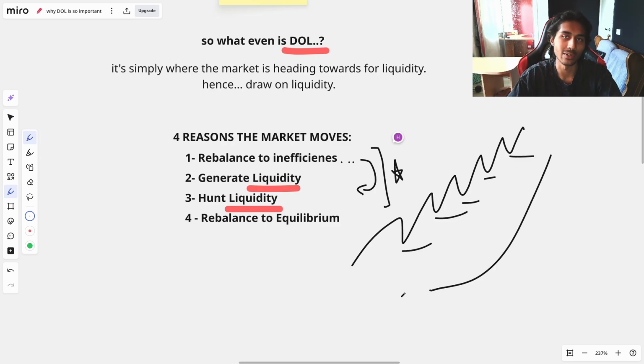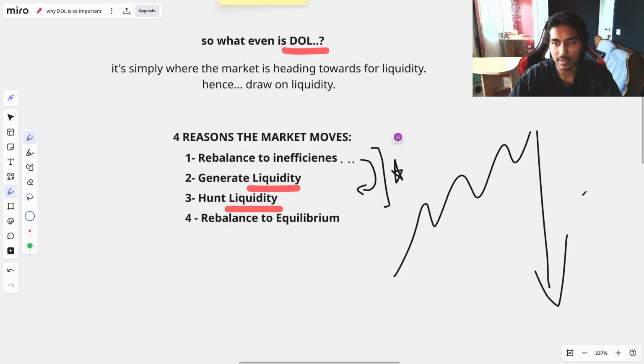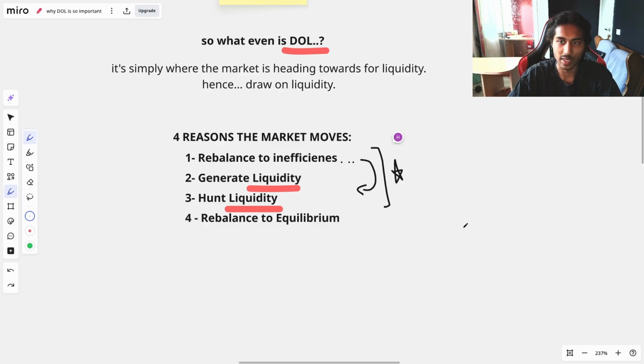All of this is sell side liquidity being generated. Sell side, buy side, I'm not going to go into that stuff in this video. This is just strictly draw on liquidity, and then hunting liquidity. Boom. When this move happens, what's actually happening is all this liquidity here is being hunted, and also rebalancing to equilibrium.